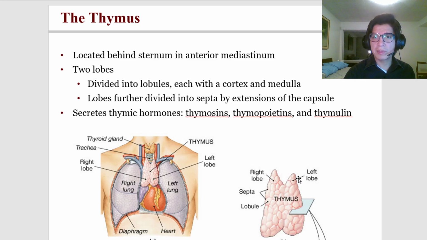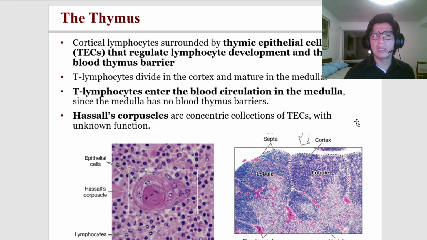This is the structure of the thymus. It has two different lobes, and the capsule is divided into lobules through infoldings that are known as septa. It secretes hormones that are responsible for the maturation of the T lymphocytes.